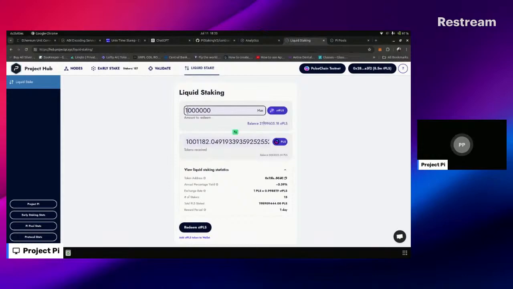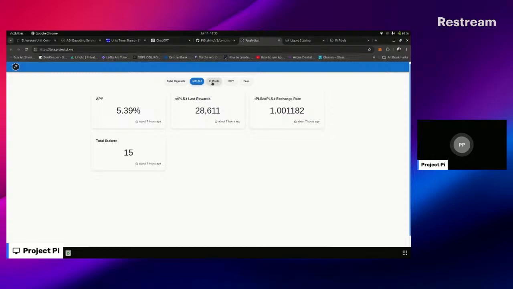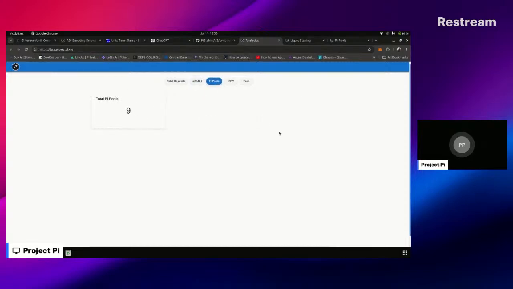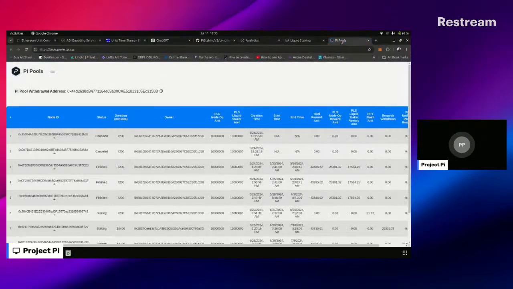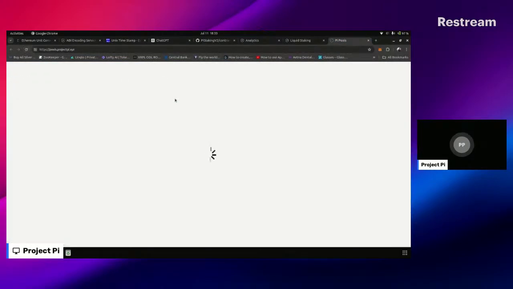And then I have the Pi pools. Total Pi pools is 9 that have actually interacted with the protocol. We can go to the Pi pools website real quick. I'll refresh the page.